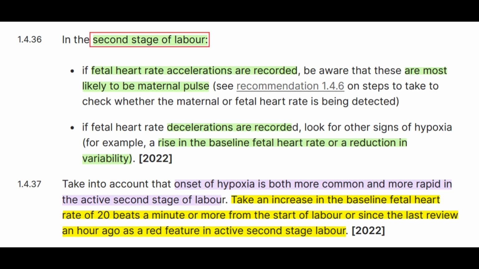In the second stage of labor, if fetal heart rate accelerations are recorded, be aware that these are most likely to be maternal pulse. If fetal heart rate decelerations are recorded, look for other signs of hypoxia, for example, a rise in the baseline fetal heart rate or a reduction in variability. Take into account that onset of hypoxia is both more common and more rapid in the active second stage of labor. Take an increase in the baseline fetal heart rate of 20 beats a minute or more from the start of labor or since the last review an hour ago as a red feature in active second stage labor.